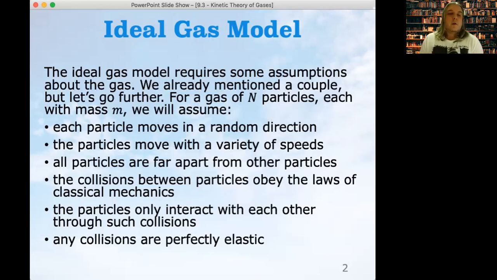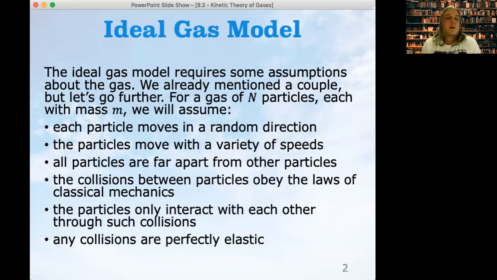The particles move with a variety of speeds. So again, we have random directions, and now we're saying that the magnitudes of all those velocities are different. Not all different, but there's a variety of them. They're not all exactly the same velocity. The third point is quite an important one. Particles are far apart from other particles. That means they travel for quite a while before they bump into another one. If they're bumping into each other really quickly, then we're closer to something like a liquid, because they're all so close and dense. A gas obviously is less dense, so there's quite a lot of empty space from one particle to the next.